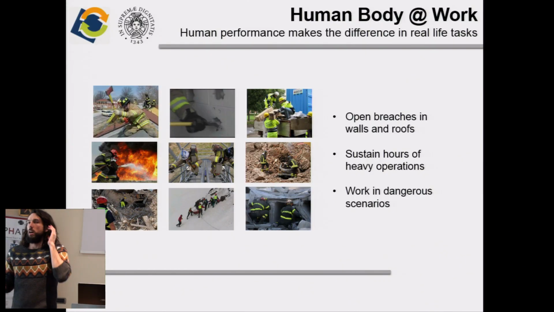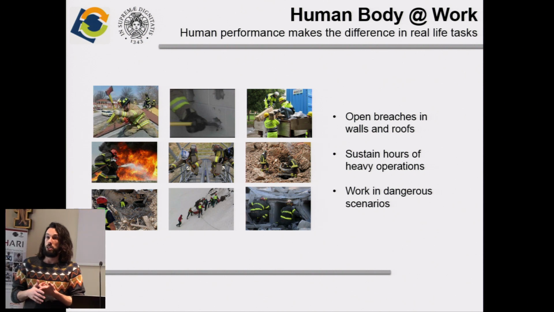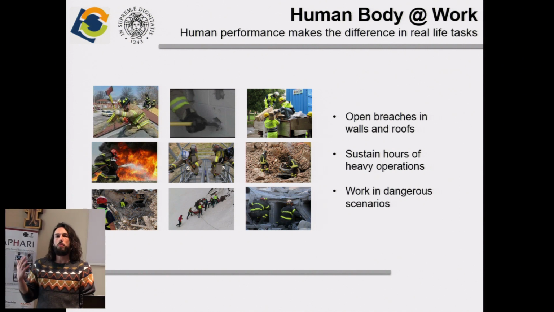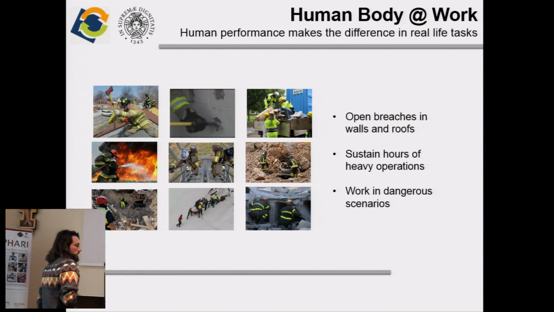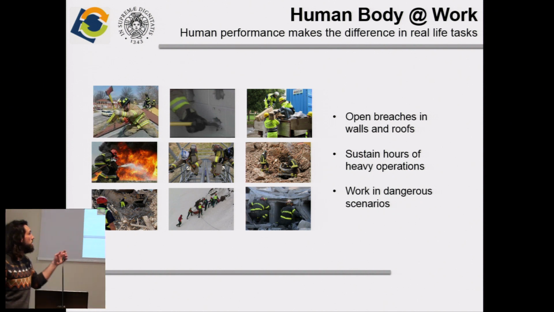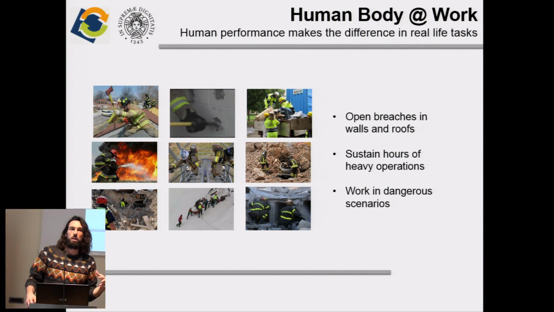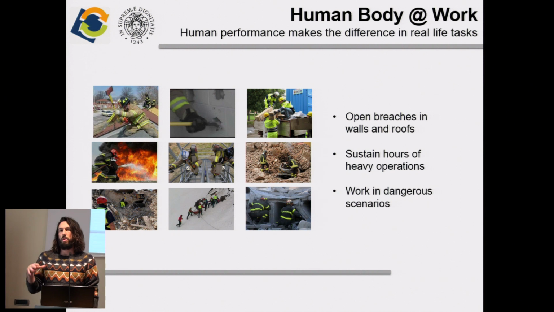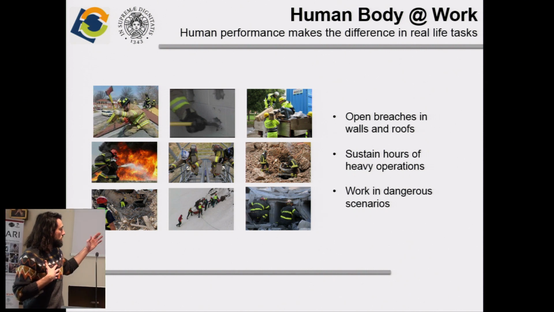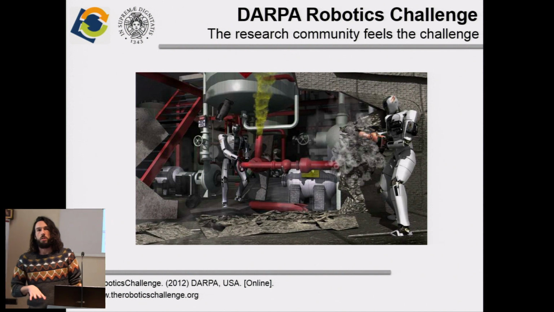Okay, so these characteristics, maximum performance, energy efficiency, and robustness, are very important, and not just in high-performance sports, but also in everyday life. For example, here you can see pictures that represent operations that today can be performed just by humans. So, up to now, no robot can do things like this one. And the robotics community feels the challenge.